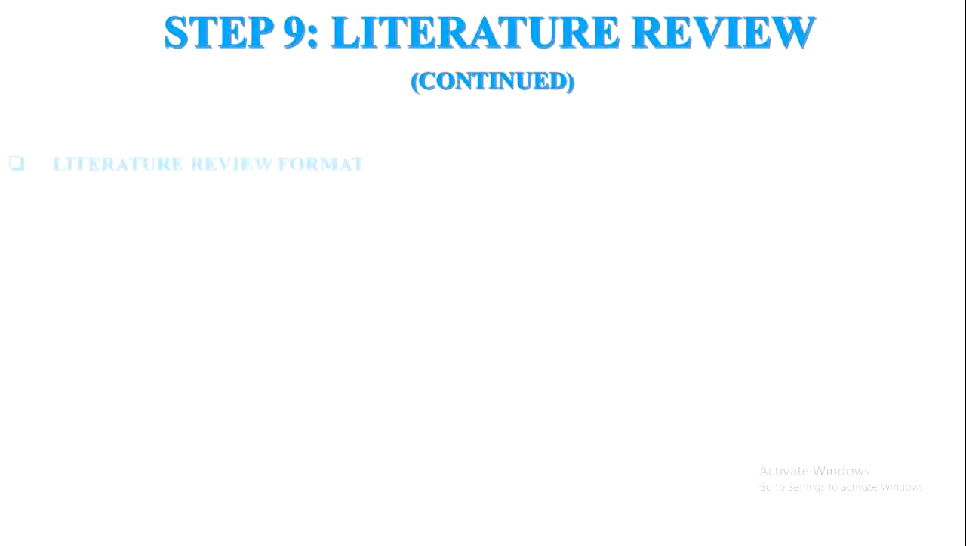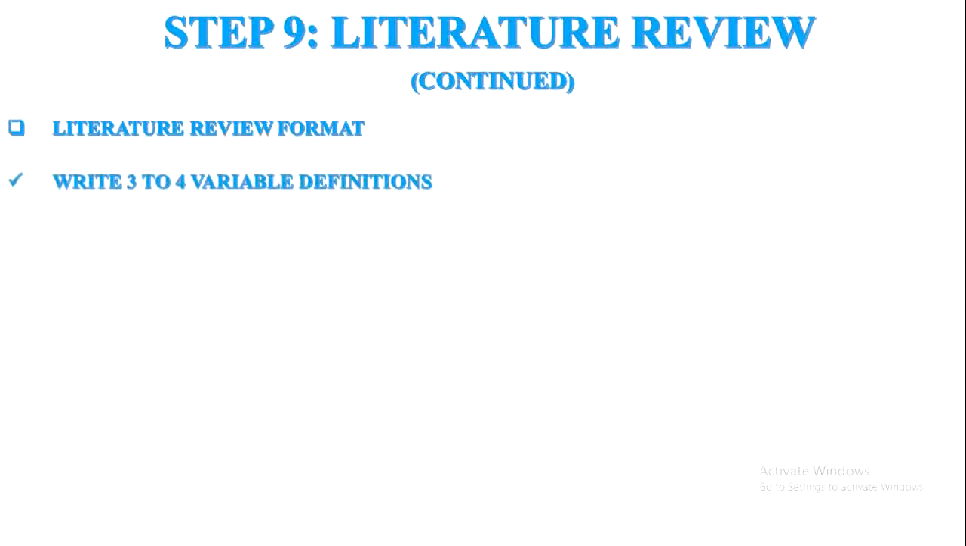Moving to our next, the literature review format. You can write 3 to 4 variable definitions. When you are starting your literature review, you can start from your dependent variable, or you can start from your independent variable. Let's suppose you are starting from your dependent variable. Then you have to write at least 3 to 4 definitions of that particular variable. The same goes for your independent variables. If you have more than three independent variables, then you have to write 3 to 4 variable definitions of each variable.